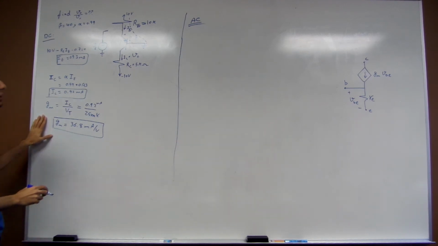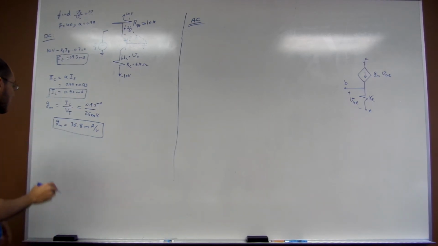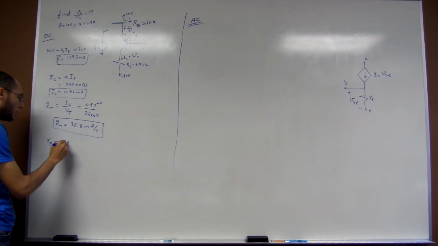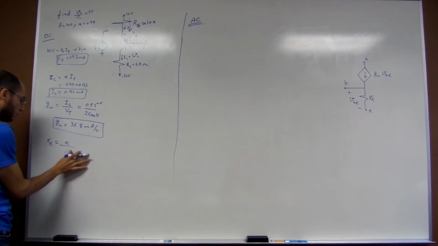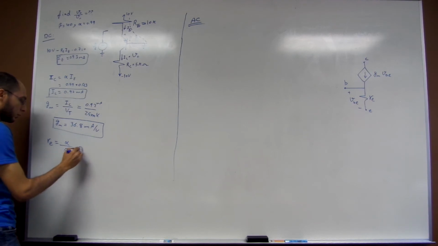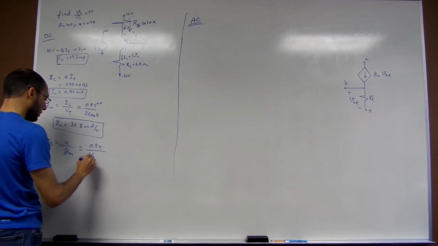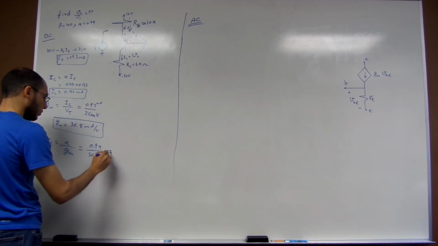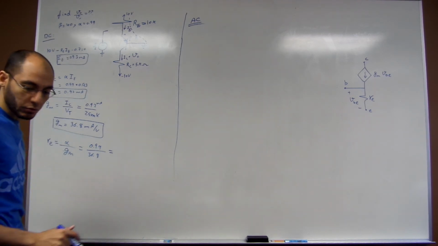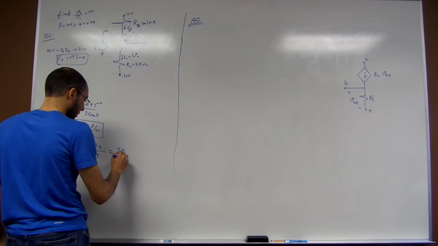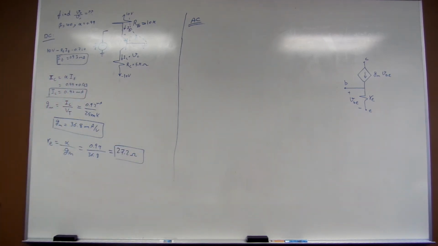What do we need to calculate as well? Since we are going to use the pi, the T model, then we have to calculate the value of RE. What is RE? RE is equal to alpha over the GM, which is equal to 0.99 over 36.8, which is, roughly speaking, equal to 27.2 ohms. 27.2 ohms. So that is the R pi, RE.